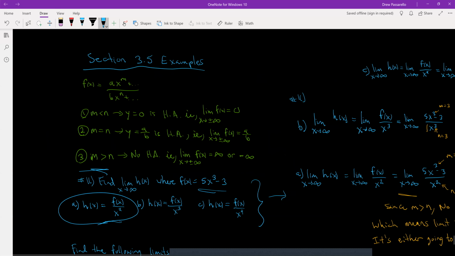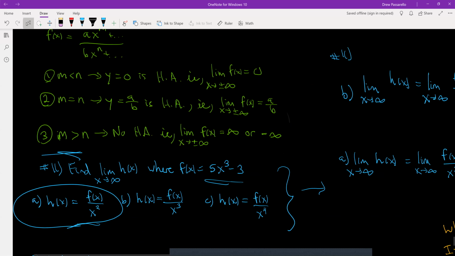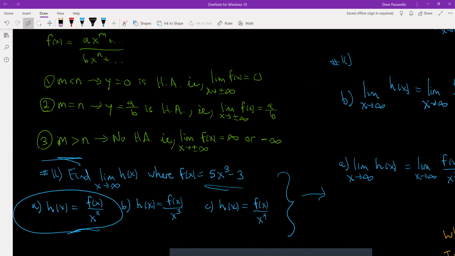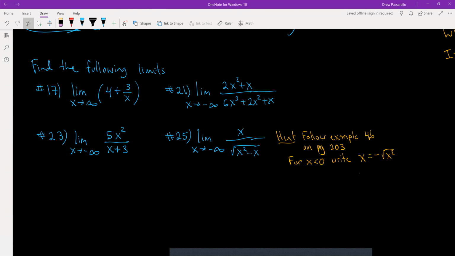All right, so it's very crucial to know this in green. That's where I'm basing a lot of my decisions, pretty much all of my decisions, off of what's in green. All right, so these are some other limits. So number 17.